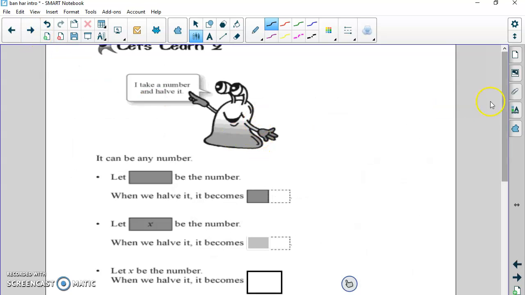Okay. On the next page, the slug says, I'm going to take a number and halve it. I'm going to halve the number. And this packet was actually written by a gentleman out of Japan.